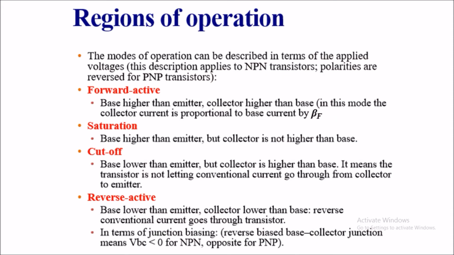Regions of operation. The modes of operation can be described in terms of the applied voltage. This description applies to an NPN transistor. Polarities are reversed for a PNP transistor, as we said before. Forward active: here we are speaking about NPN. In forward active, base is higher than emitter, and collector is higher than base. So the base is higher than the emitter and also the collector is higher than the base, so this is the forward active mode. In this mode the collector current is proportional to the base current. The collector current is proportional to the base current, and I have here something called beta F, and we will see what beta F will be in the forward case.